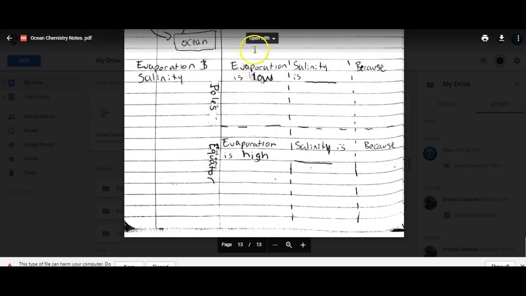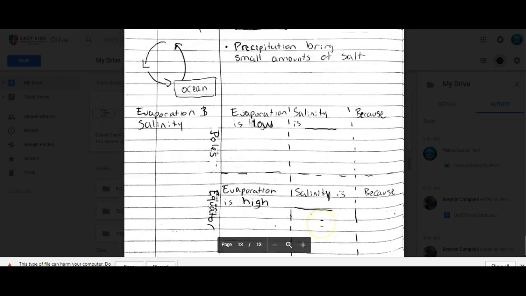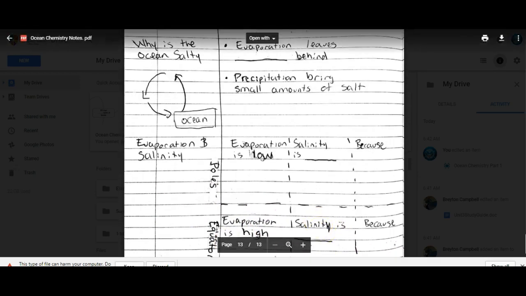This last part right here, just make sure you know, like evaporation, that at the poles it is low, but salinity is also low because there's more water. Over here at the equator, because evaporation is high, more water is coming out of there. That means salinity is higher. And that kind of wraps up everything for this test.